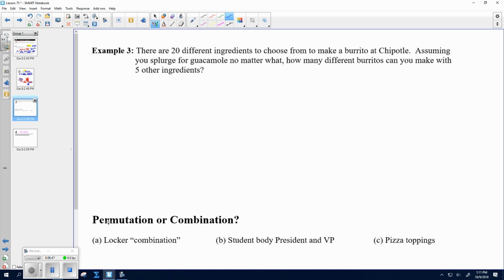Back to our burrito problem, in case you were wondering. There are 20 different ingredients to choose from. Assuming you splurge for guacamole no matter what, how many different burritos can you make with the 5 other ingredients? Does order matter in your burrito? No, you just throw it in, all right? So if there's 20 ingredients, but I'm definitely getting guac, that leaves me with only 19, and I'm picking 5 of those 19. Then you'd plug it into the formula, and it's a combination.